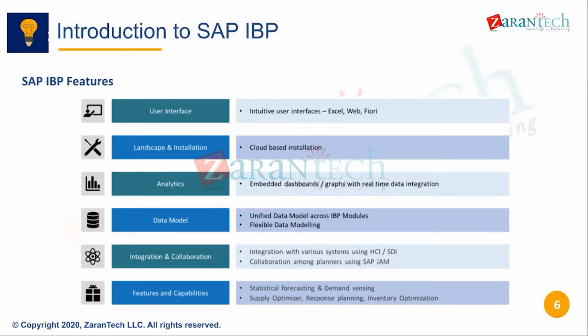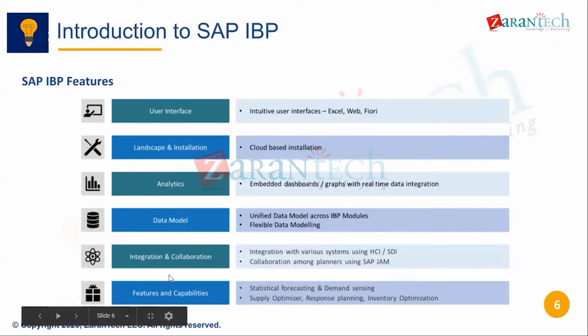And when we say the data model, it is a unified data model across all the IBP modules, and we have very flexible data modeling and planning. This IBP is integrated with interfaces we call CPIDS interfaces, which was earlier called HCI. And we have the SDI interface, smart data integration, where we are integrating our response planning, or the order-based planning. We can do our collaboration among the planners using the SAP Jam.